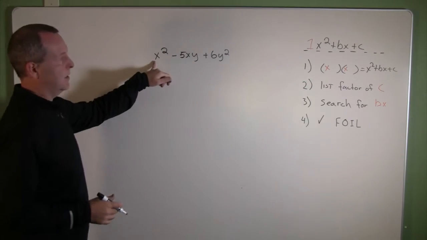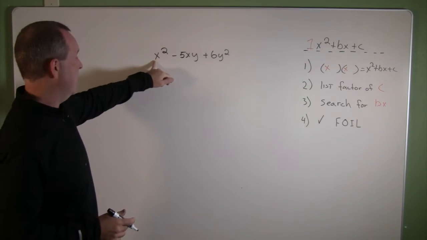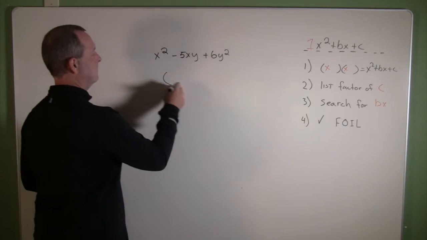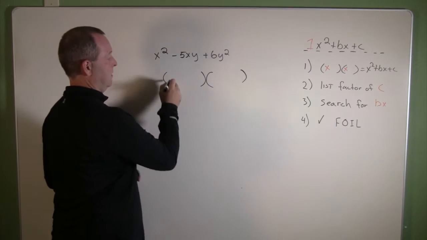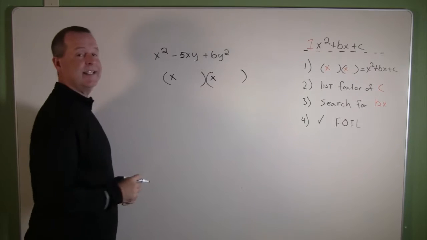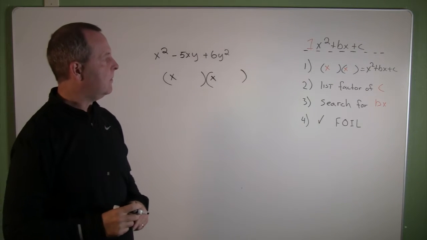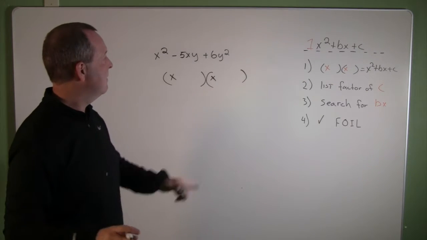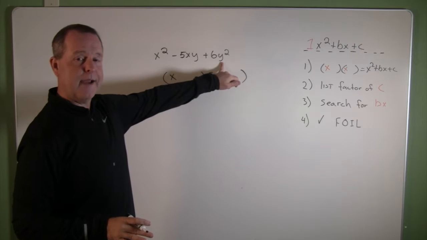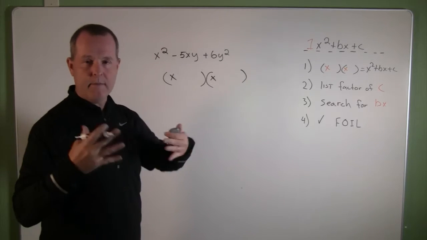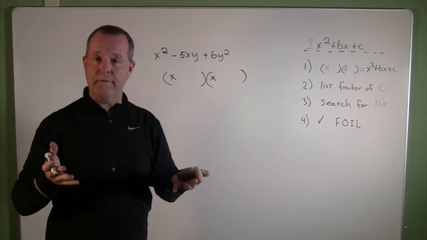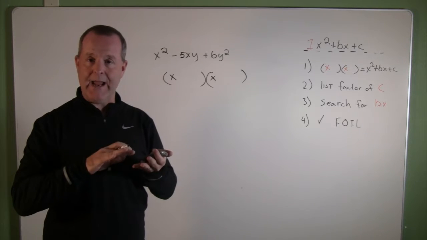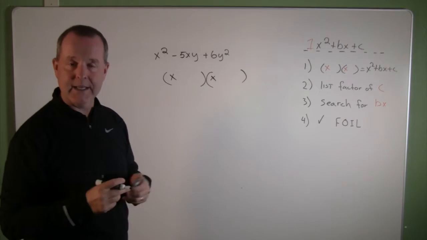We notice that it's a trinomial with a leading coefficient of 1. So my first step is still true. I have x's in both those first terms. I also have, in my last term, a y squared. And if we remember and we can visualize working our FOIL, last times last produces that last constant.